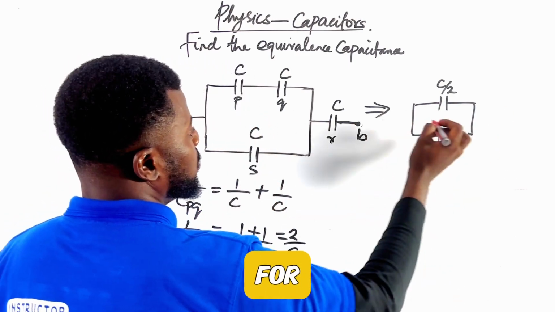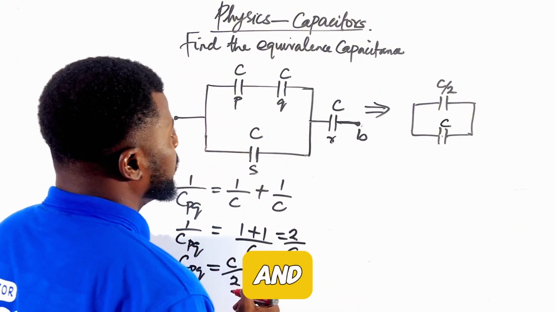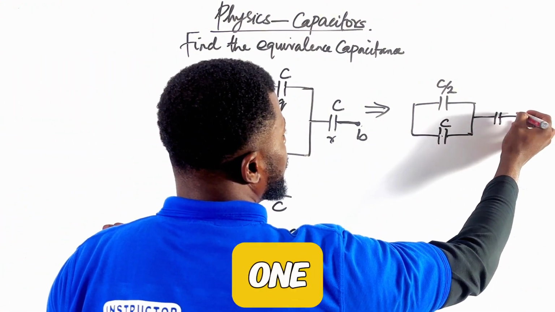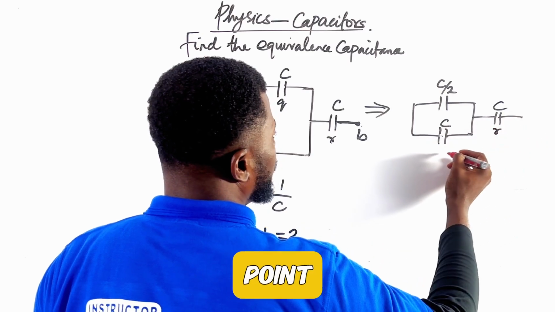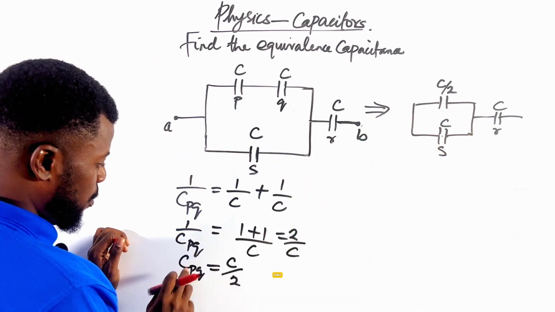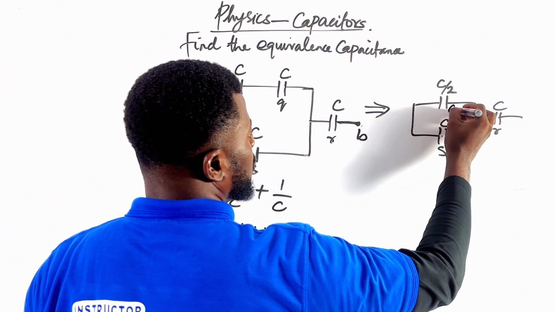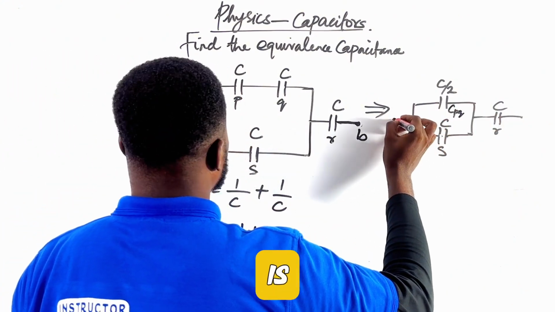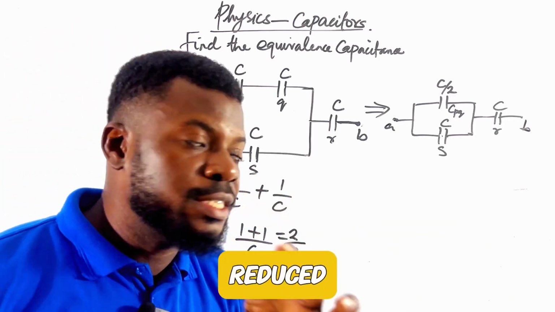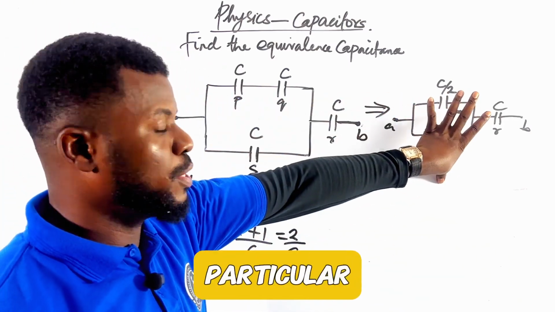So that is for C. And then what about this guy? Is still there. I've not worked on that one. We have C. Remember, that's point R. This is point S. And this point is this particular point, CPQ. And this one is this one, A and B. You can see that I've reduced the circuit from this point to this particular point.